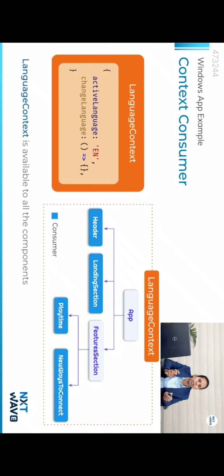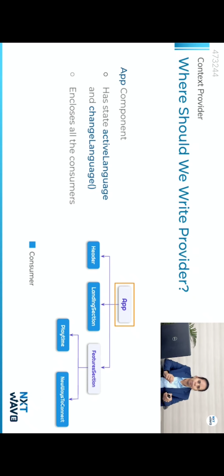So you can see that we only have one option, that is the app component. The app component encloses all the consumer components. At the same time, it has the active language and change language, right? We want to update the active language, which is present in the state of the app component, and the change language method is also present in the app component. So the state and the functions are available in the app component. At the same time, it will enclose all the consumers. So we can write the provider at the app component, right?